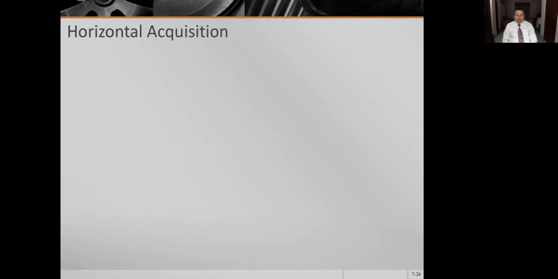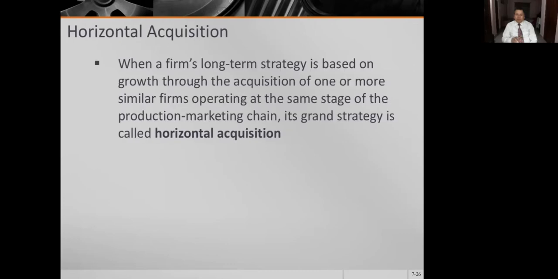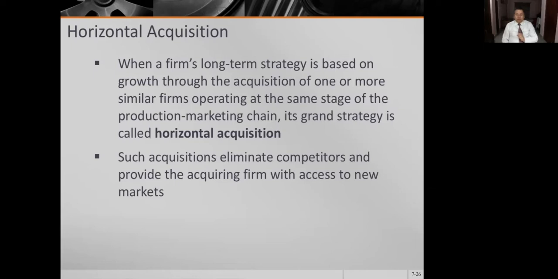Okay. Horizontal acquisition can be made when a firm's long-term strategy is based on growth through the acquisition of one or more similar firms operating at the same stage of the production marketing chain. It's called a grand strategy, horizontal acquisition. You are on a horizontal layer, at the same stage of the production to marketing chain and the value chain. Porter had it. Such acquisitions eliminate competitors and provide the acquiring firm with access to new markets.